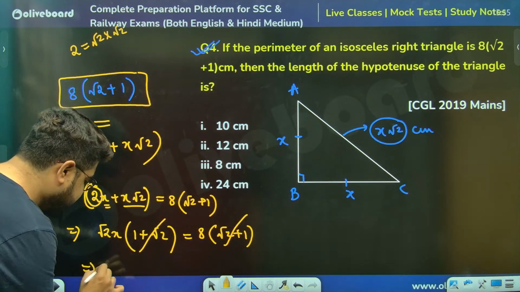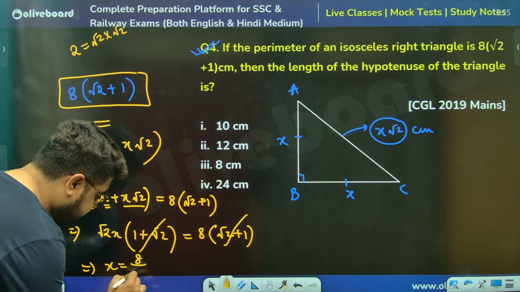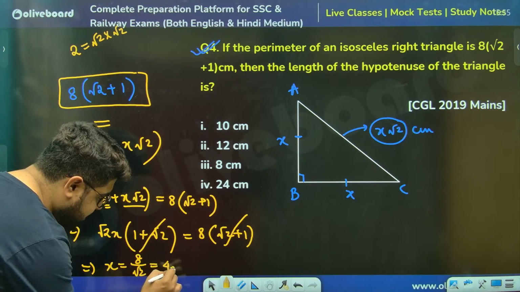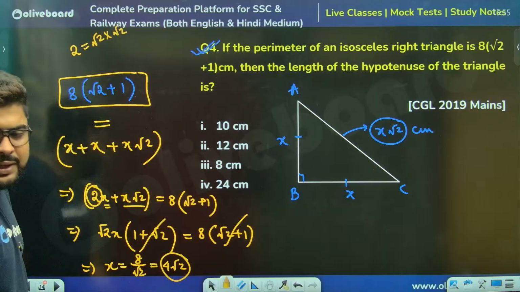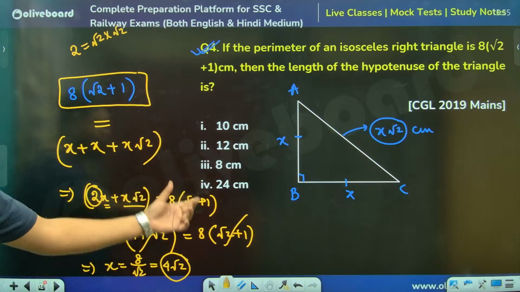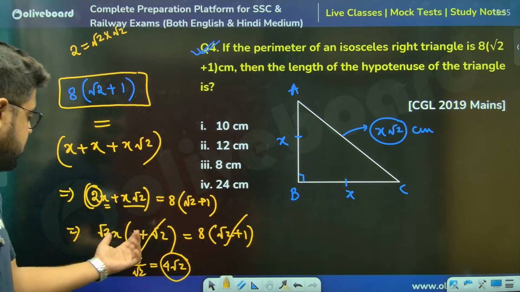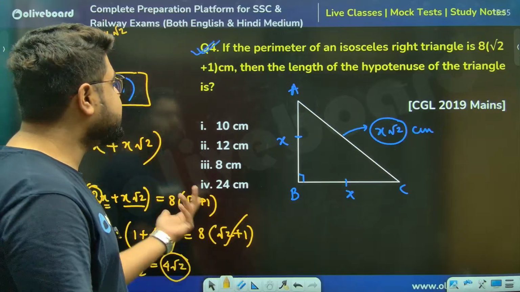So x will be what, sir? 8 divided by root 2. Again, by using the same logic, we can write 4 root 2. 8 means 4 into 2, and 2 means root 2 into root 2 cancels. So 4 root 2. That is the answer.